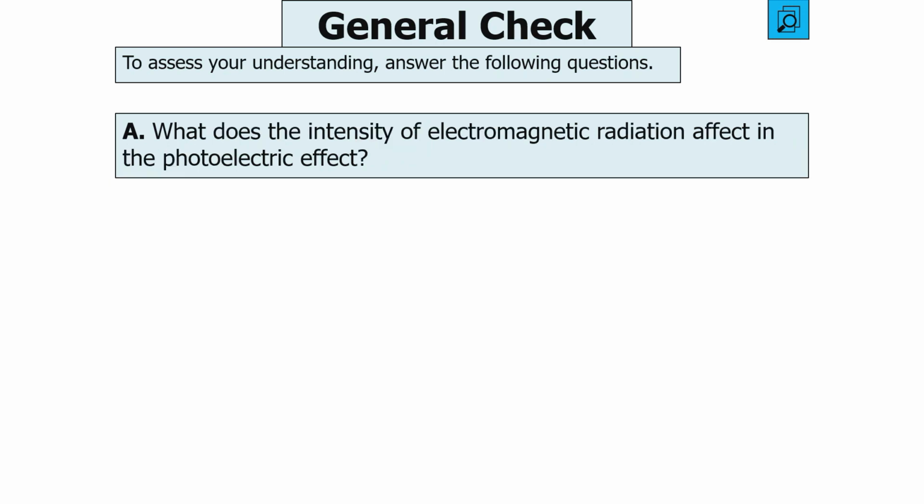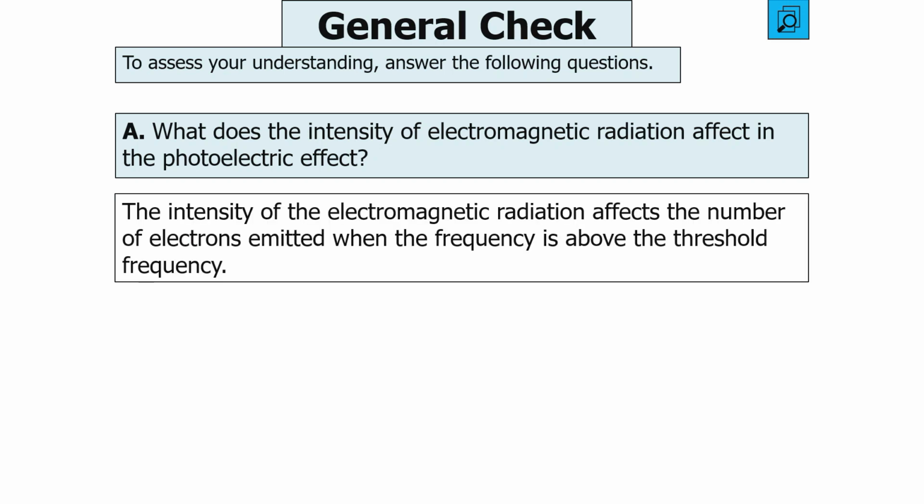What does the intensity of the electromagnetic radiation affect in the photoelectric effect? So pause the video now, then unpause the video when you want to go through your answer. The intensity of the electromagnetic radiation affects the number of electrons emitted when the frequency is above the threshold frequency.